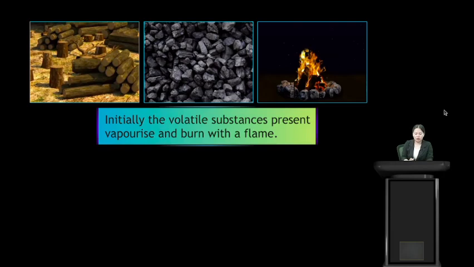It is because the substances which are volatile will vaporize, and they will produce flame. But if the substance does not vaporize during burning, then it will not produce flame. So remember this difference. Substances which vaporize during burning will produce flame, whereas substances which do not vaporize during burning will not produce flame.